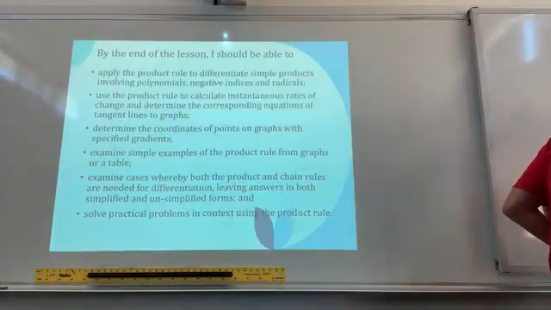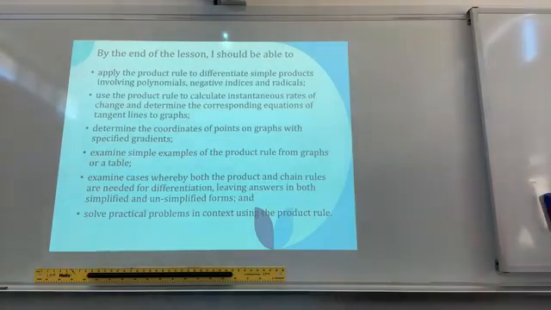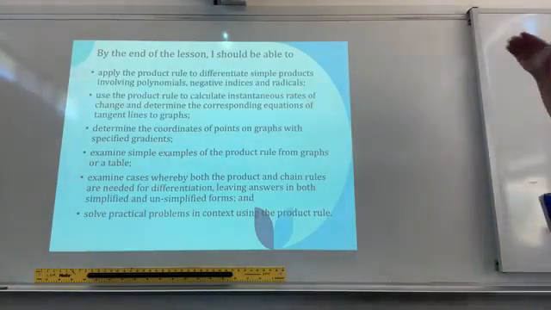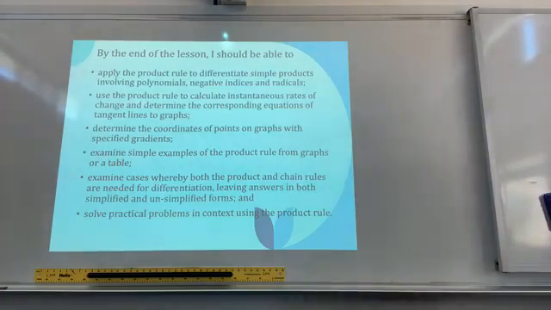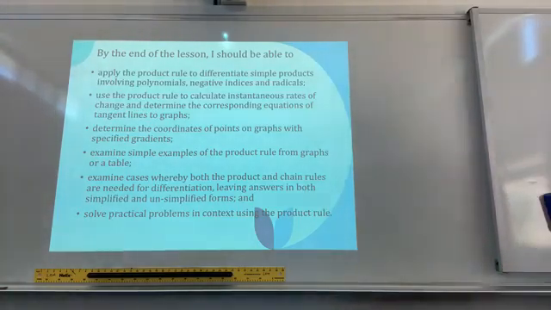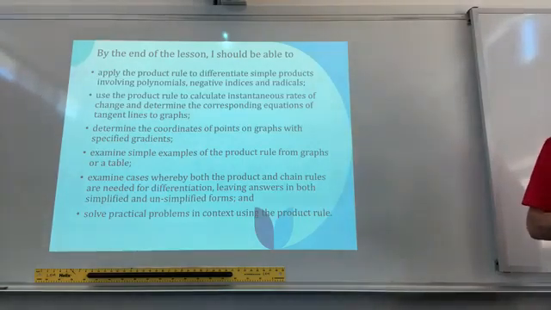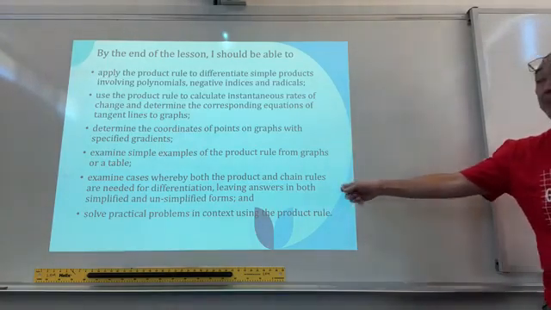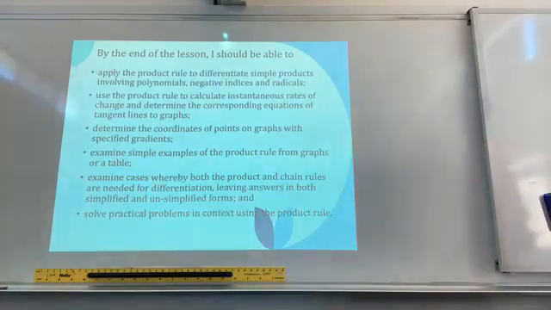So by the end of the lesson, you should be able to apply the product rule to differentiate simple products involving polynomials, negative indices, and radicals. You should be able to use the product rule to calculate instantaneous rates of change and determine the corresponding equations of the tangent lines to a graph. Determine the coordinates of points on a graph with specified gradients. Examine simple examples of the product rule from a graph or table. Examine cases where both the product and chain rules are needed for differentiation, leaving answers in both simplified and unsimplified forms. And finally, solve practical problems.